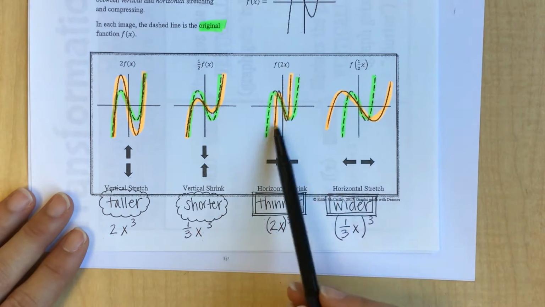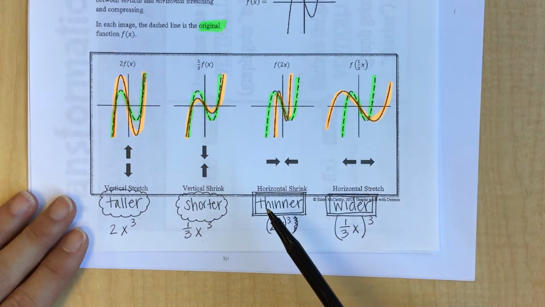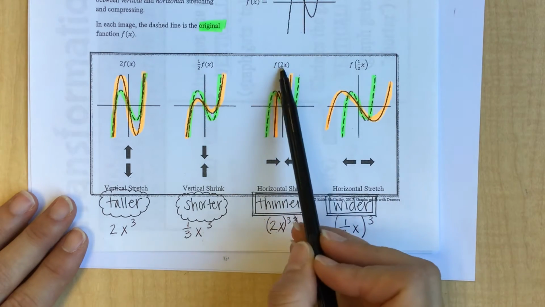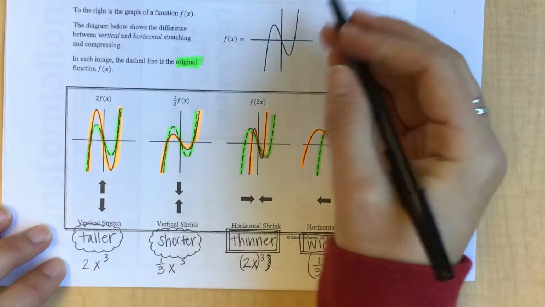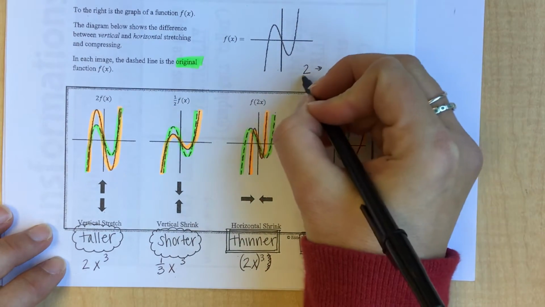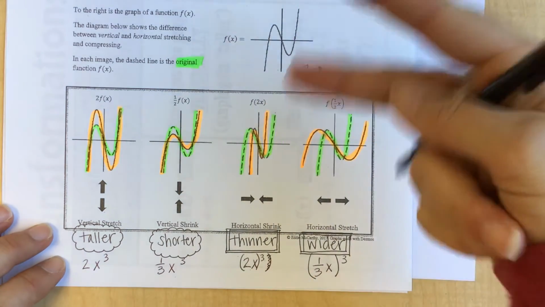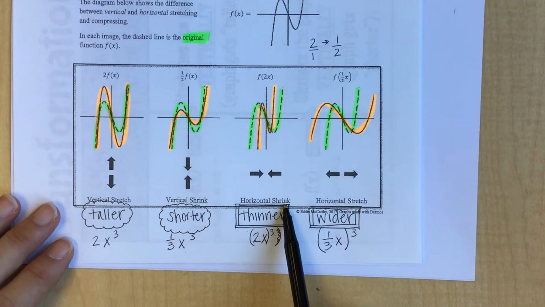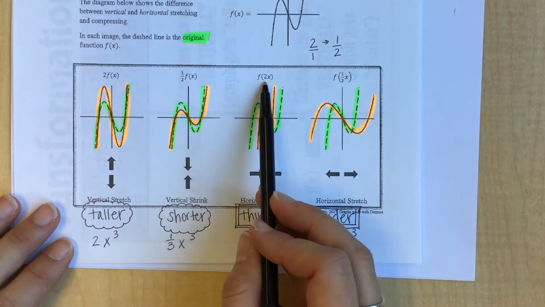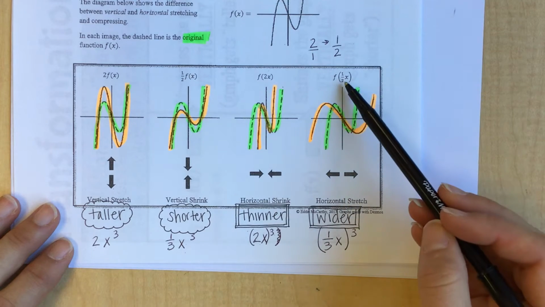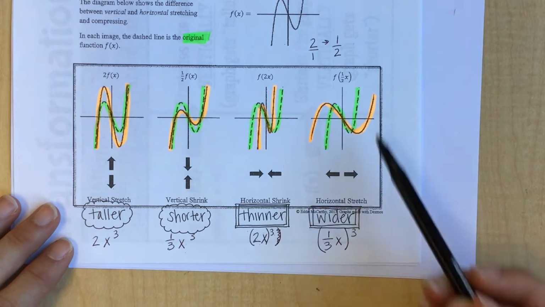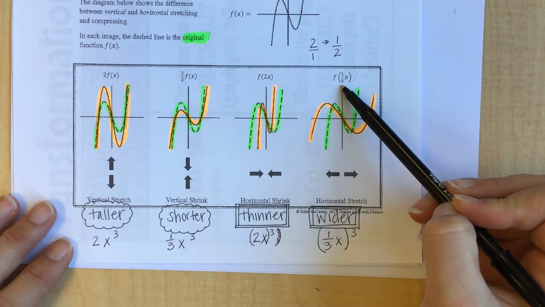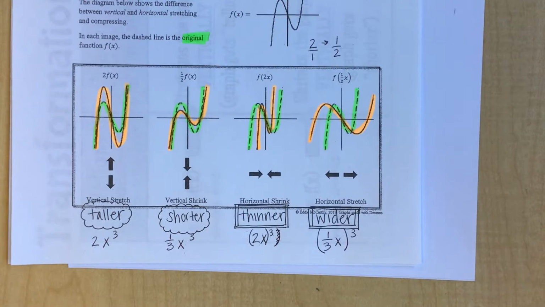Now, it's a little different when it's inside the parentheses. You have to take the reciprocal, okay? So this right up here would be by a scale factor of 1/2 because remember, if we have 2, the reciprocal is when you flip your fraction. So this would be 1/2. So this would be horizontally shrunk by a scale factor of 1/2. Here, this would be horizontally stretched by a scale factor of 2 because again, you have to flip the fraction. So that's the hardest part, is remembering that that's the reciprocal, okay?